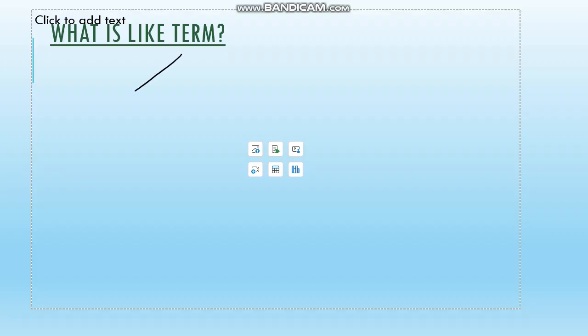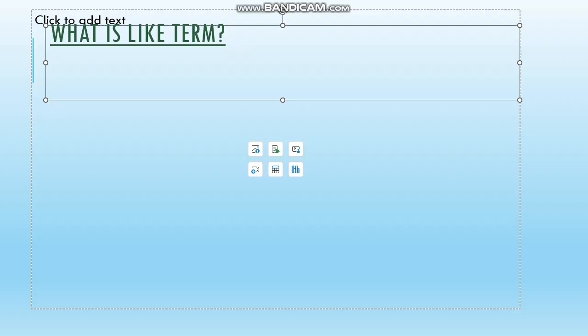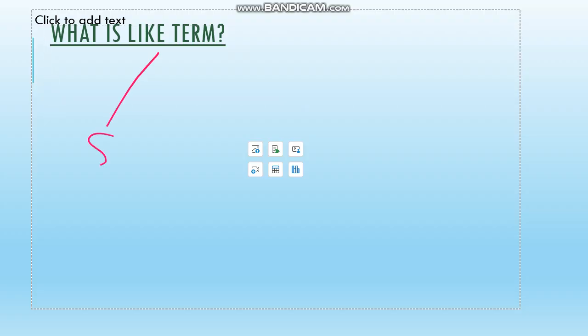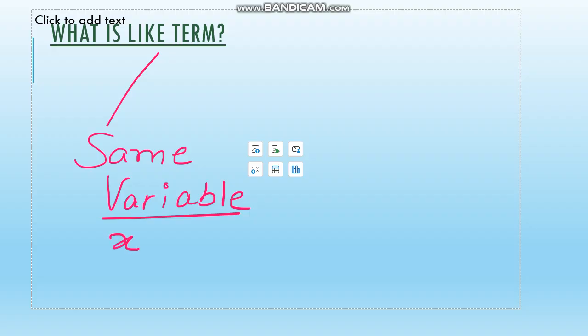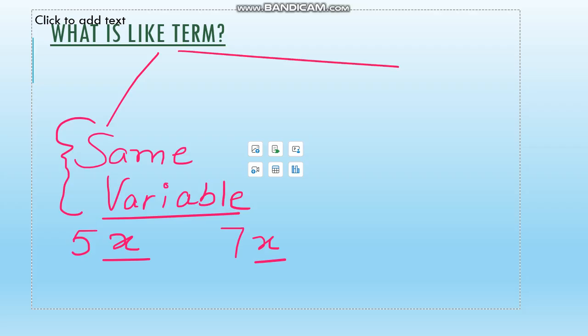Like term is a term that has the same variable. The variable attached should be exactly the same. That means if we are talking about x, let's say 5x and 7x, then both of them have x. Hence, they come into the category of same variable. But these variables should also be raised to the same exponents.